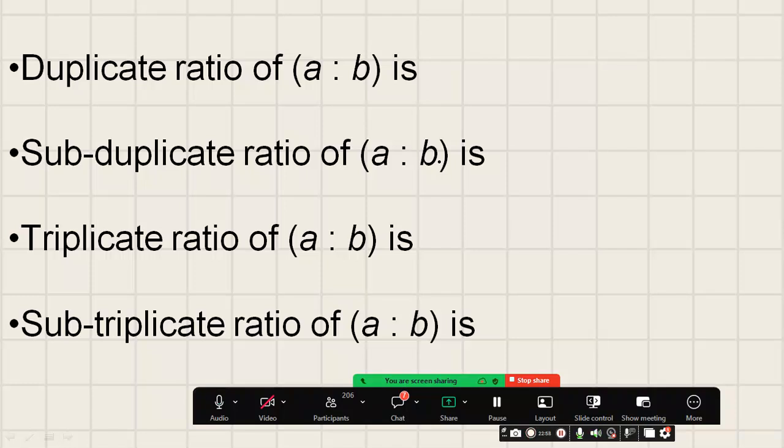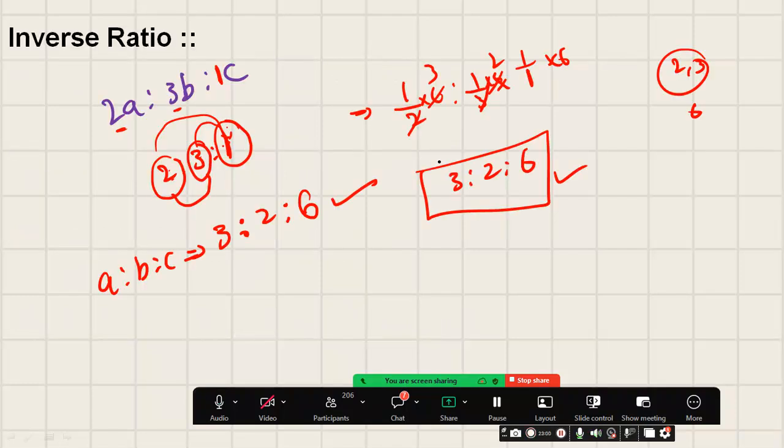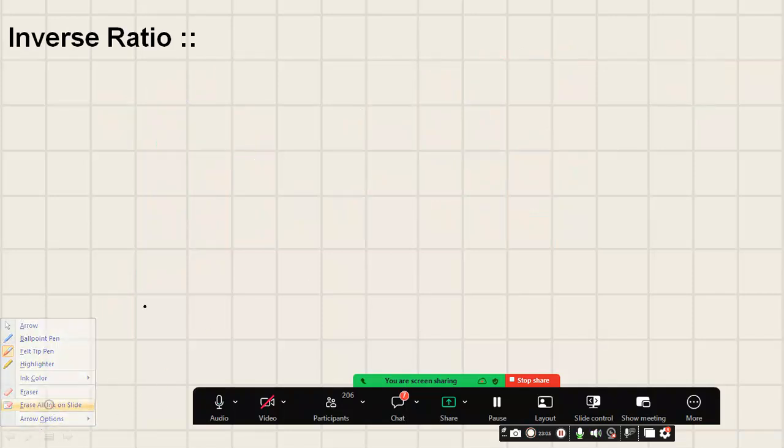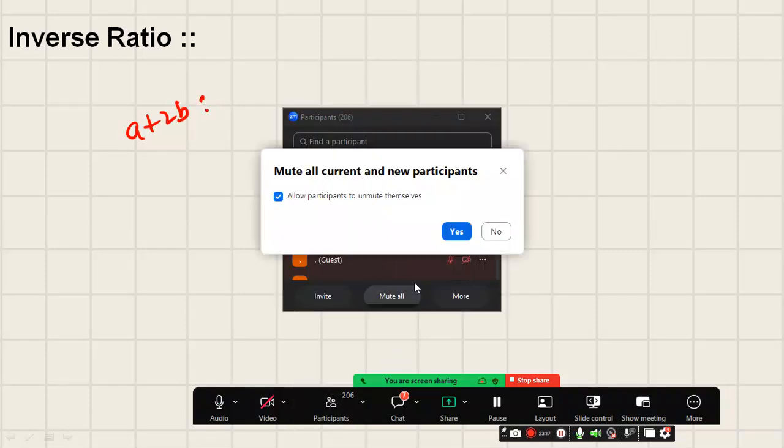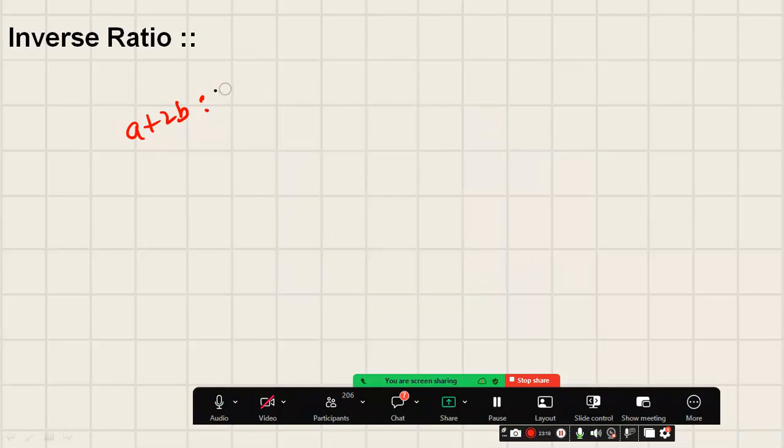Coming to the question, explain for A plus 2B is to 2B plus C is to C plus 2A.